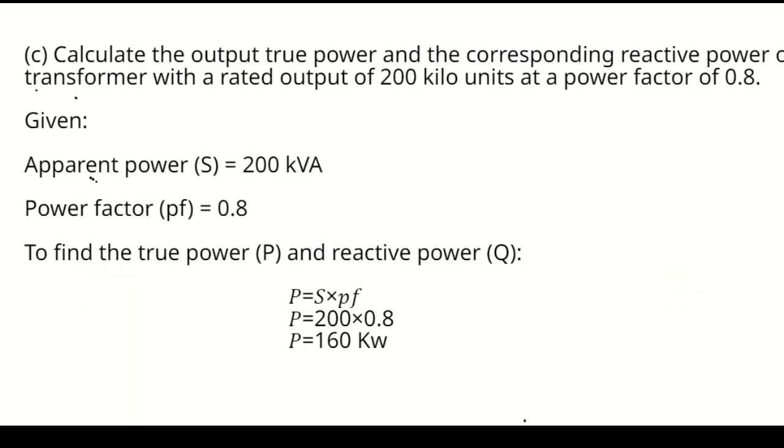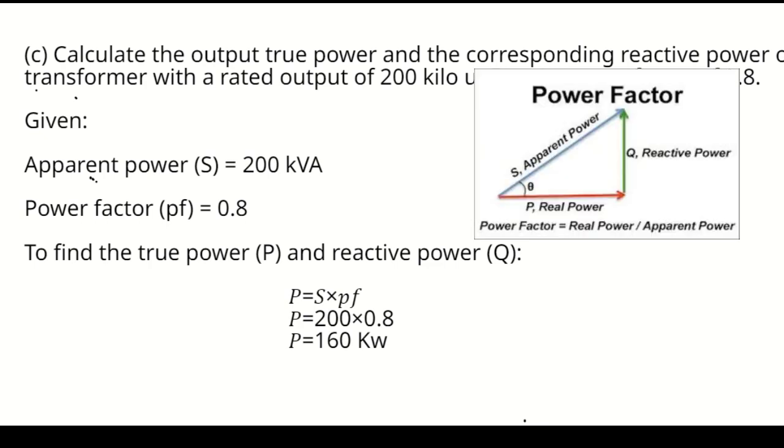Alright, so part C says that we are to calculate the output true power and the corresponding reactive power of a transformer with a rated output of 200 kilovolt amperes at a power factor of 0.8. When we look at what is given, we have the apparent power, which is 200 kilovolt amperes, and a power factor of 0.8. In order for us to find the true power, remember that the triangle has three sides, right?